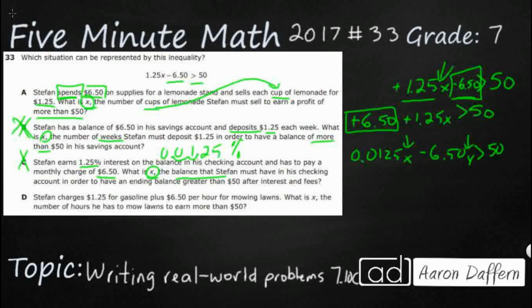And then D: Stefan charges $1.25 for gasoline plus $6.50 per hour. All right, so x is the number of hours, so 6.50x. Yeah, so they just put the x, the variable, on the wrong number. It should obviously be on the 1.25 rather than the 6.50. So our answer here is A.